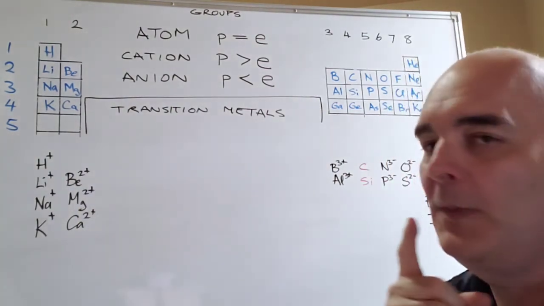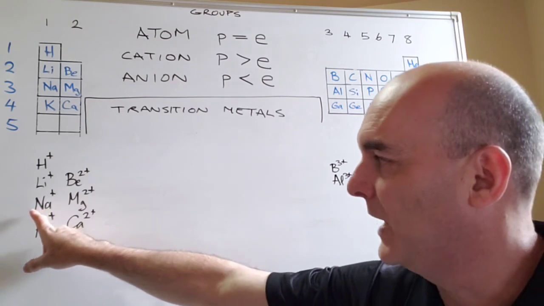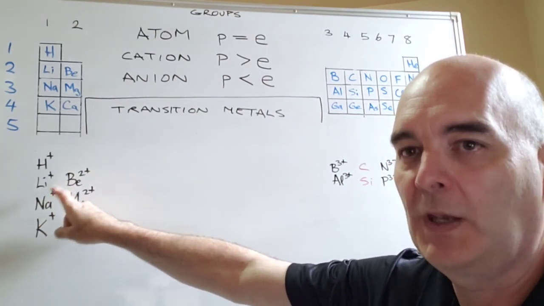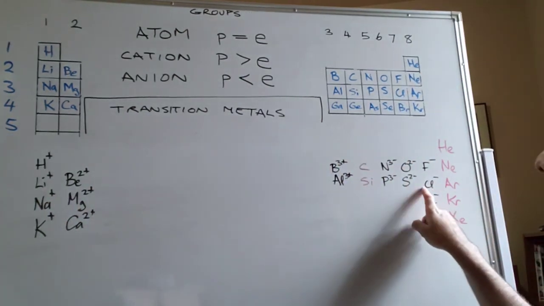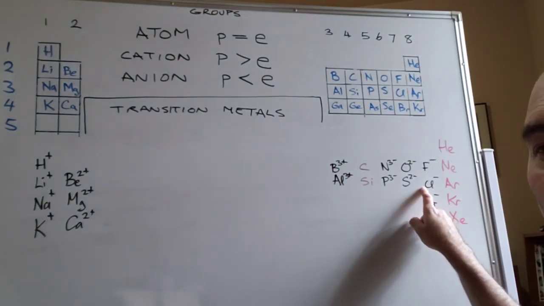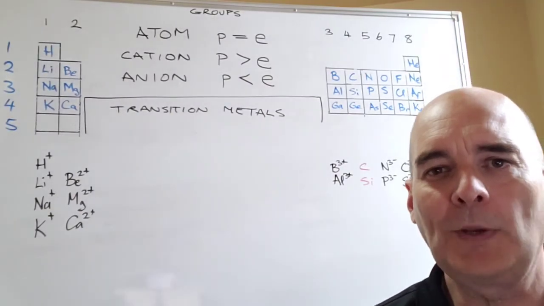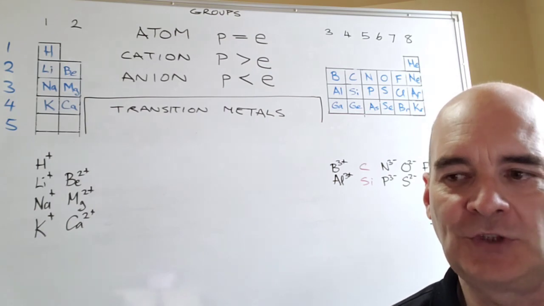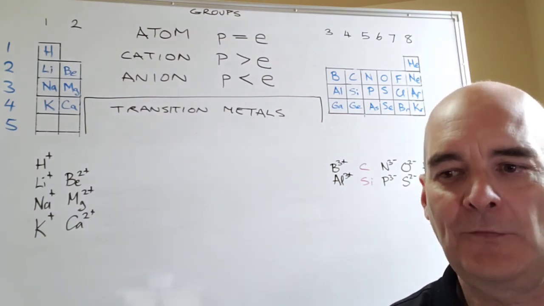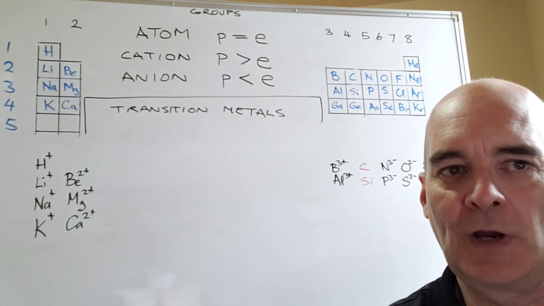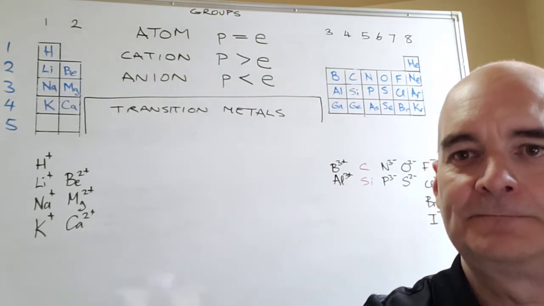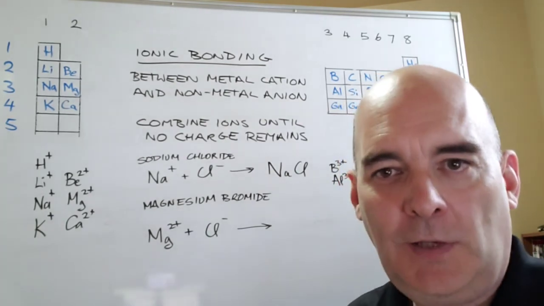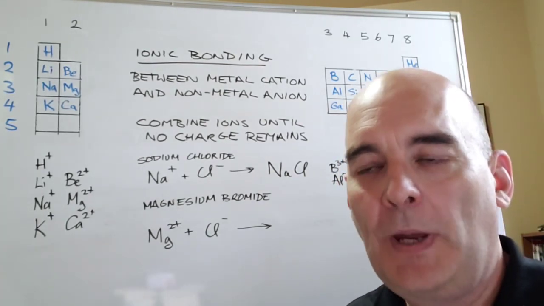So if I wanted to make sodium chloride, I would find sodium here in group 1 with the 1+, and there's chloride with the 1-, and 1+ and 1- cancel each other out, leaving no residual charge, and therefore my chemical formula for sodium chloride is NaCl. So let's use the concept of ionic bonding to make some compounds.